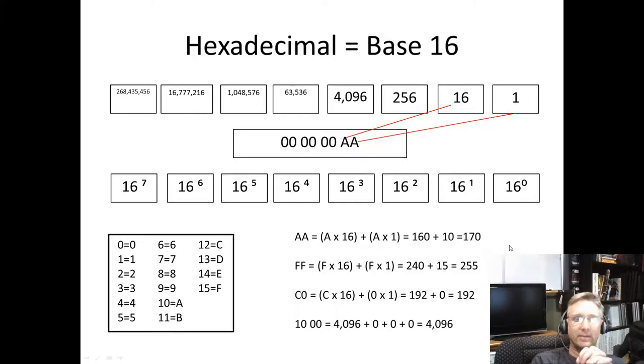So you will have in hexadecimal the numerals 0 through F. 1, 2, 3, 4, 5, 6, 7, 8, 9, A, B, C, D, E, F. And that gives us 16 values, 0 through 15, conceptually. And so that's really important.